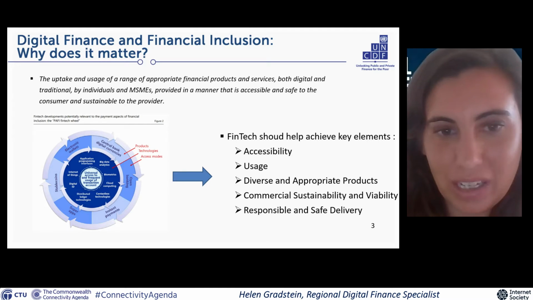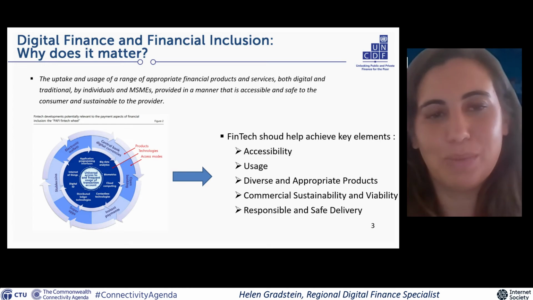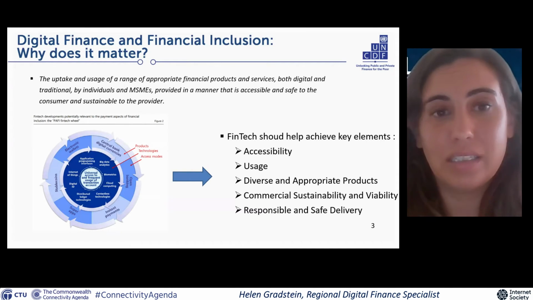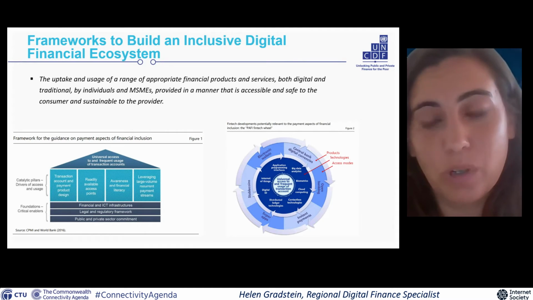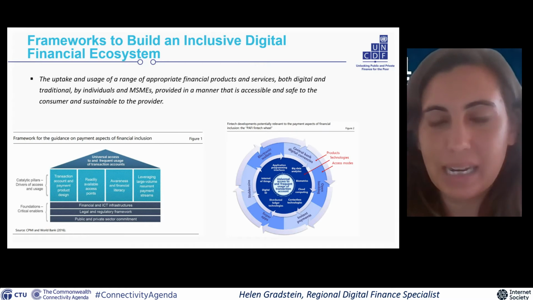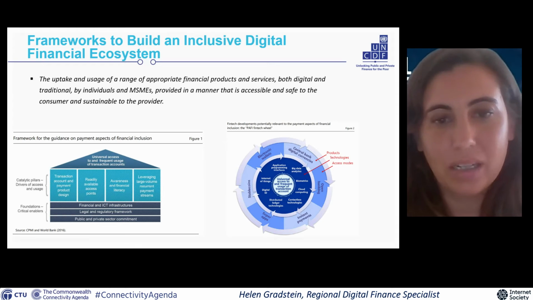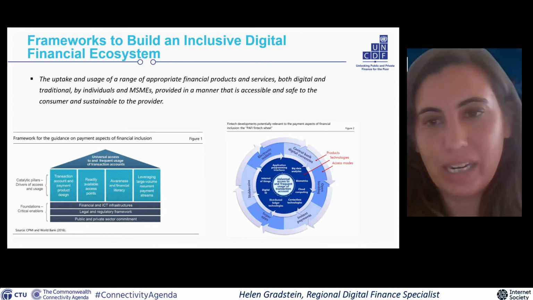And I just received a note that we only have about 5 minutes, so I'm going to move a little more quickly. On the next slide, you can see that the way to build a digitally financially inclusive ecosystem, there are many different frameworks already available in the market. These two were created by the Payments Aspects of Financial Inclusion from the Committee on Payments and Market Infrastructures and the World Bank, around how to drive digital payments for financial inclusion.